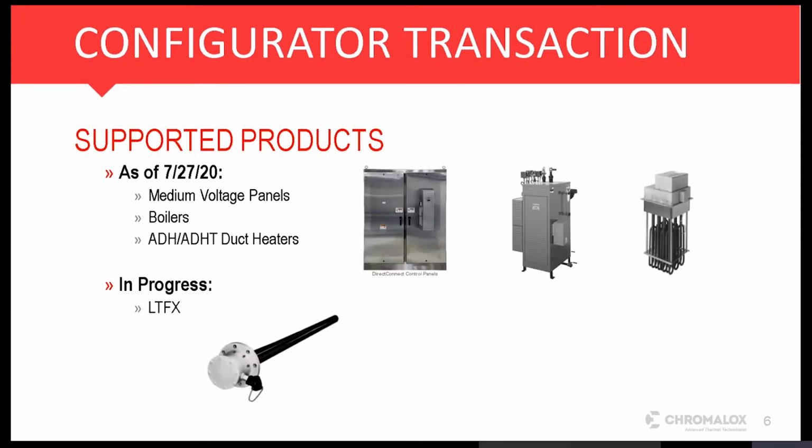So as of right now, there are 3 product lines that are supported by this feature. Basically, this is directly related to the products that have been migrated to the new configuration platform, and that is the medium voltage panels, the boilers, and then the ADH and ADHT duct heaters.